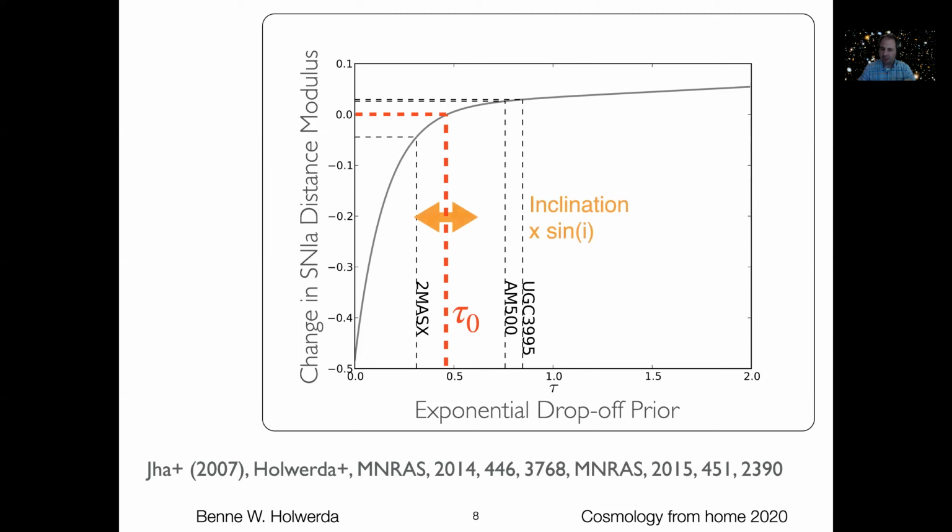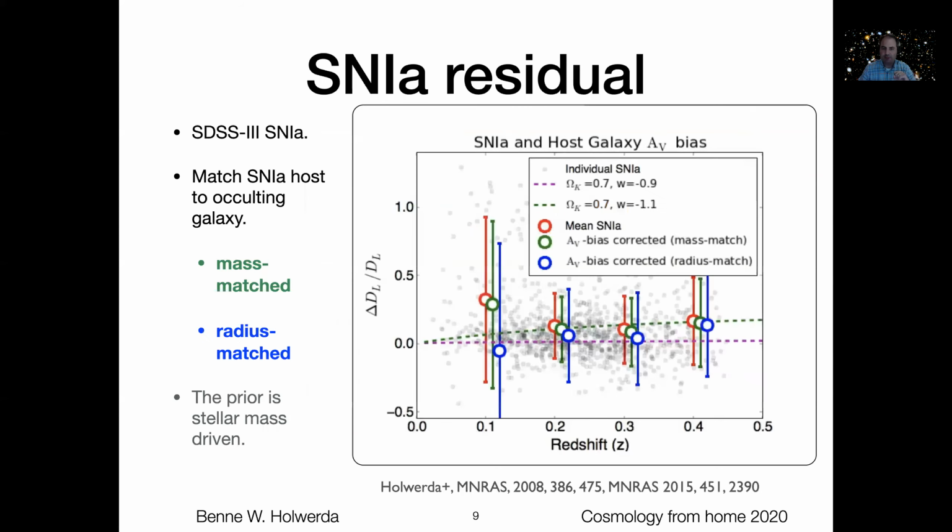But if I, for instance, incline my disk a little bit, I'm going to actually move that exponential drop off left and right. So that's actually a sine i function. Okay, fine. I've got inclinations, I've got stellar masses, and I've got radii, the distance between the host galaxy center and the supernova. And I've matched these to my 3 drop-offs and said, okay, this is the exponential drop-off that is representative for that particular galaxy.